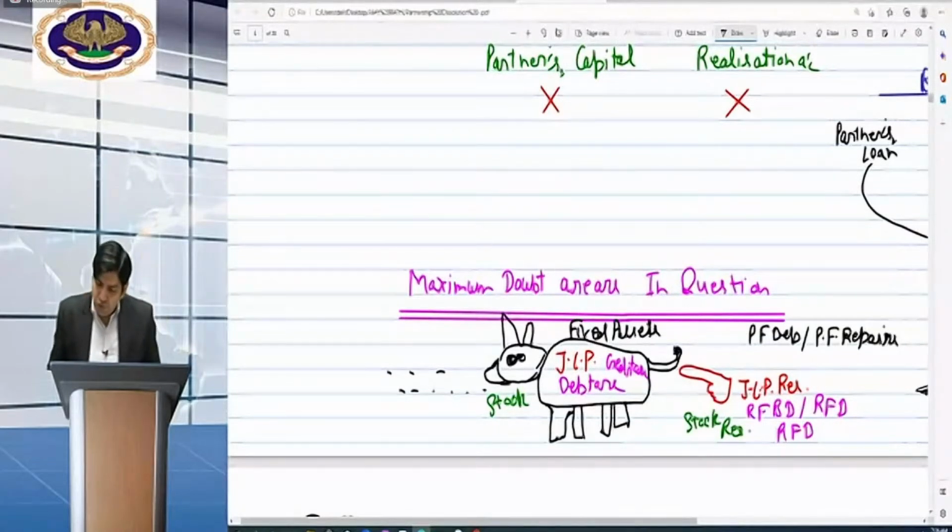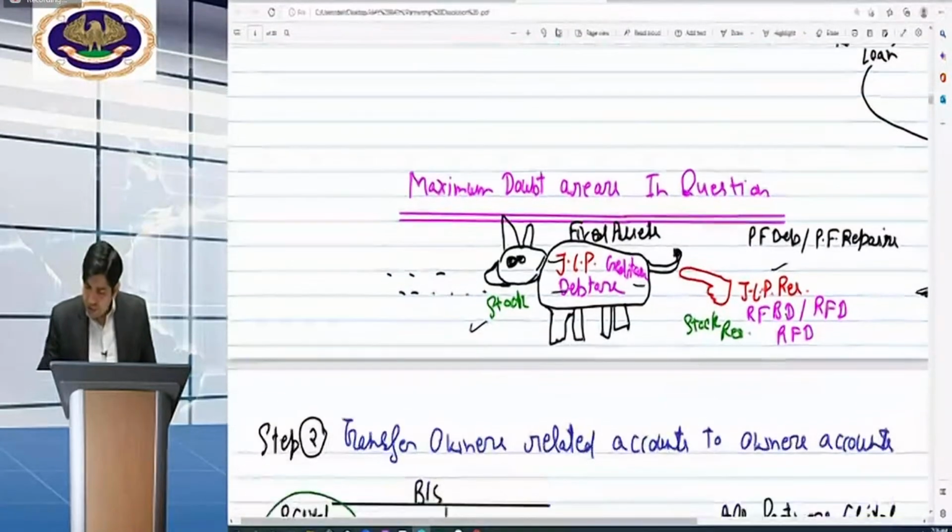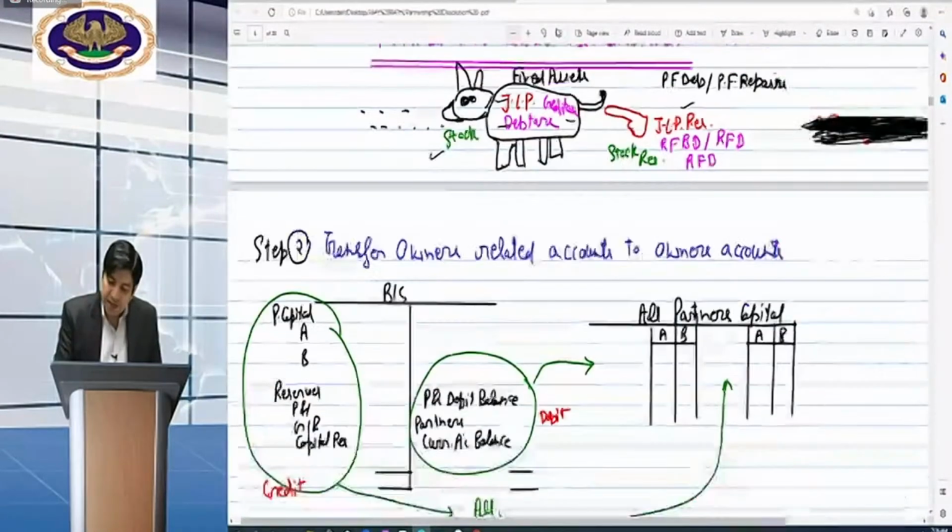In the same way, what the question usually asks: JLP, debtors, creditors, stock, each has a corresponding bull and tail. JLP has JLP reserve, debtors have reserve for bad debts, creditors have reserve for discount. And for stock, what is the corresponding one, beta? Stock reserve.